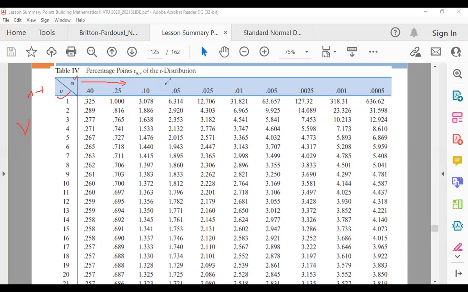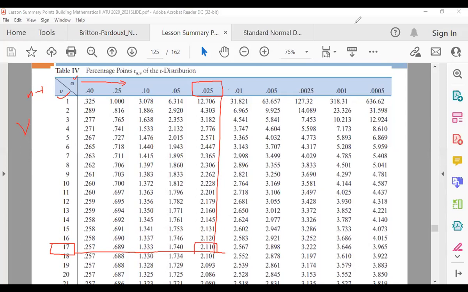And we said we were reading T with alpha of 0.025. This is it, and degrees of freedom 17. So we only have to draw a horizontal line and a vertical line and check the point where they intersect. And this is the critical value, which is 2.110.